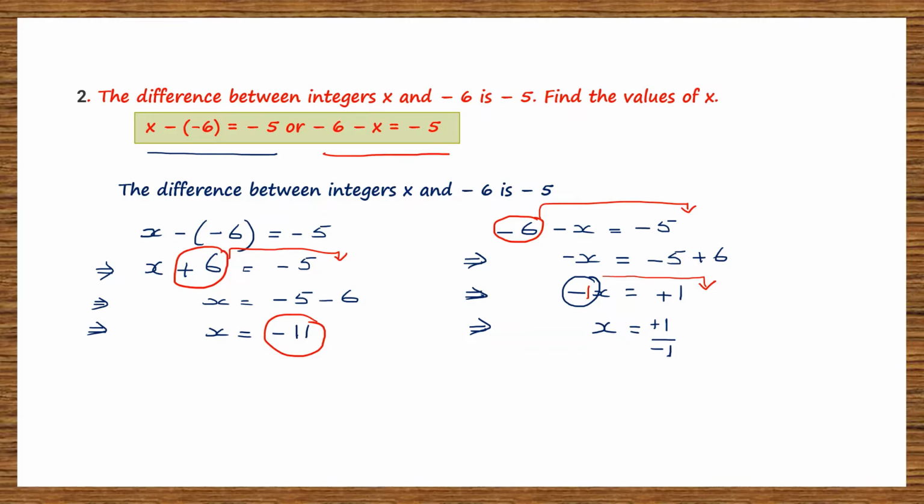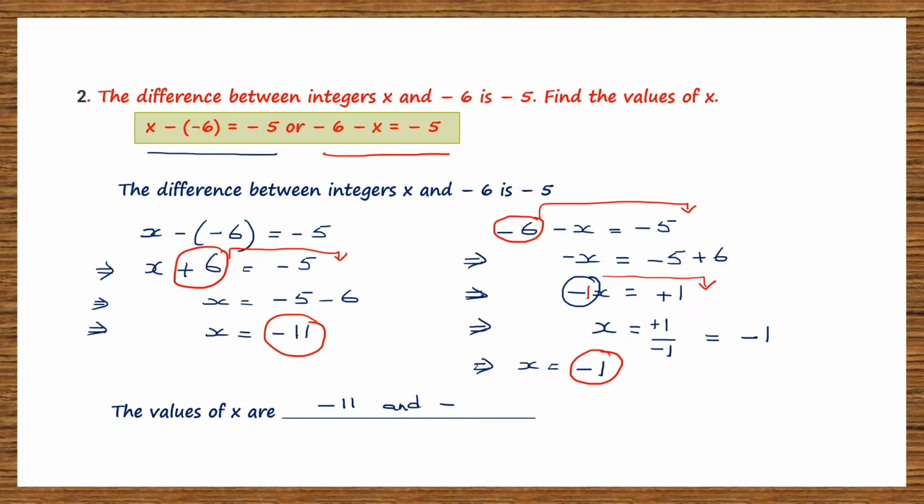So in division, when signs are different, your answer is negative. And when you divide 1 by 1, your answer is 1. So here we have found the value of x. X is equal to minus 1. So here x is minus 1 and in the previous one we found x is minus 11. So we've got two values for x. So the final answer, the values of x are minus 11 and minus 1.